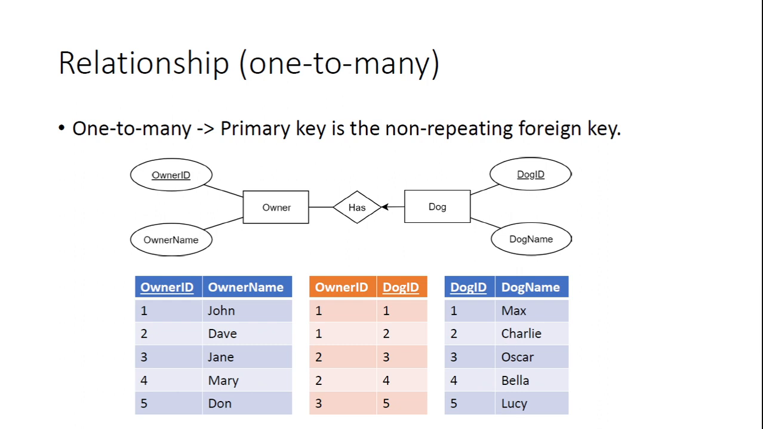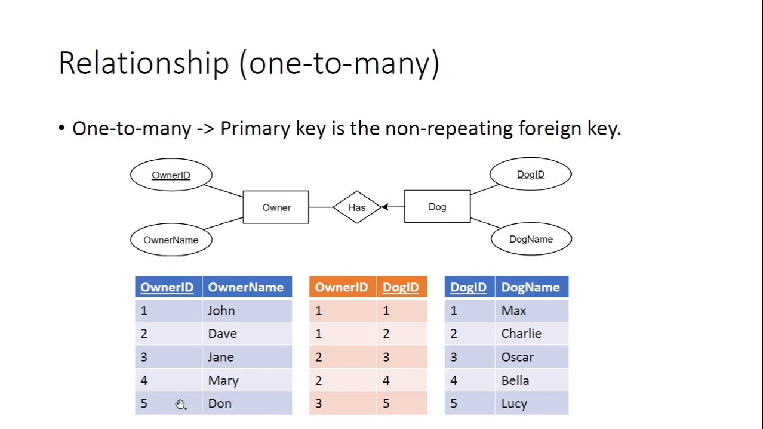The other type, if you remember, was one-to-many relationships. In this version, we need to check, for the table of the relationship, which one of the attributes is non-repeating. To define the primary key of such a table, we need to choose the non-repeating foreign key attribute. We have this example for owners and dogs. One owner can have multiple dogs, but for a dog, there is going to be only one owner.